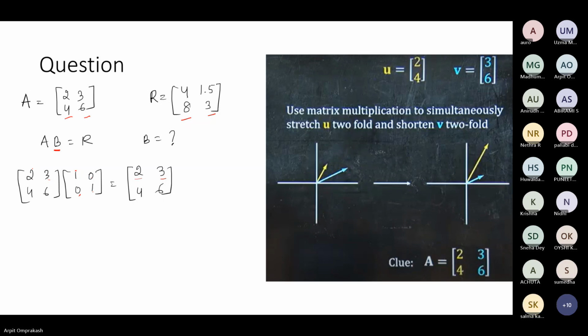Yes, you're audible. Hello. Yes, sir. Yeah, yeah. Someone said it's not audible.